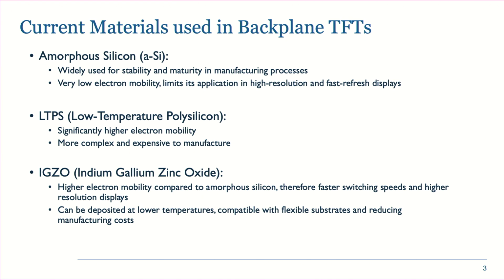Then you can anneal this amorphous silicon and get something called LTPS. So you can get much better electrical properties out of the material, but it's more complex and expensive to manufacture. And then something that's recently becoming more common is IGZO. This has a higher electron mobility compared to amorphous silicon, but it's still not as good as LTPS in terms of material properties.